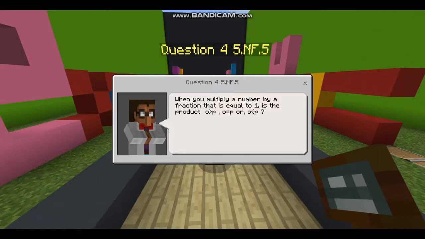So now we're going to find out what happens when we multiply a number by a fraction that is equal to 1. Will it follow the rule of the original number equaling the product, or will it follow a different kind of pattern? So, will the original number be less than the product, equal to the product, or greater than the product when we multiply a whole number by a fraction that is equal to 1?